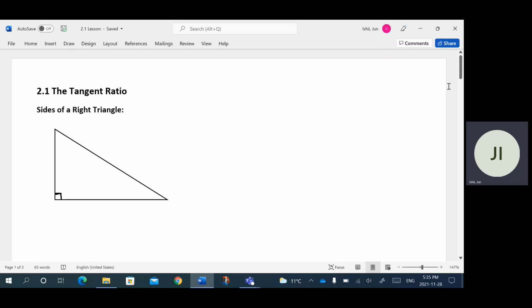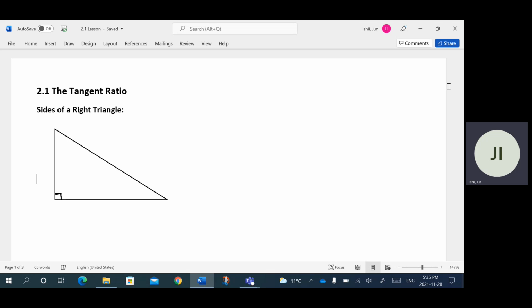All right, so the next unit is on something called trigonometry. And in trigonometry, what we're going to be doing is working with right triangles. We're going to be finding missing angles, so the measure of angles, as well as the length of sides, with a right triangle. The first lesson is on something called the tangent ratio. It's a ratio between two sides of a right triangle.